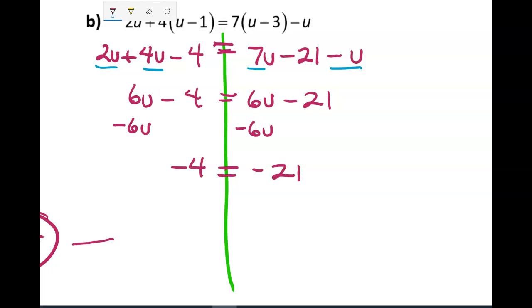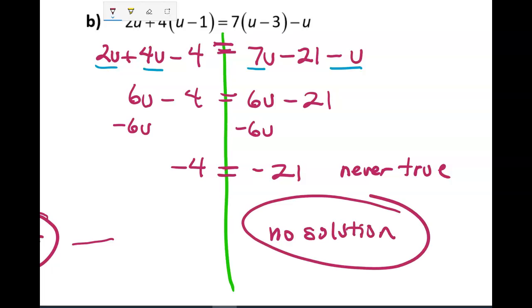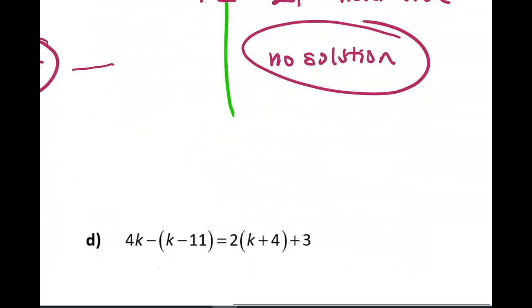There are no variables left in this equation, so we just have to answer the question, is this a true statement always, or is it never true? And negative 4 is never equal to negative 21. So this is a never true statement. I can write the words never true. And so what does that mean? We're trying to find the solution to this equation. There must be no solution because negative 4 will never be equal to negative 21.